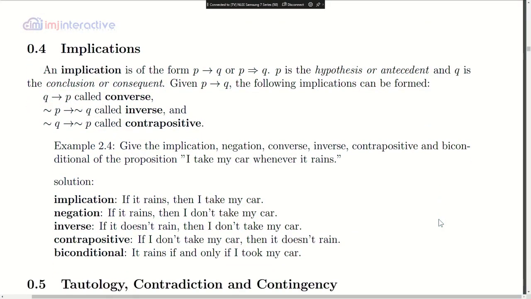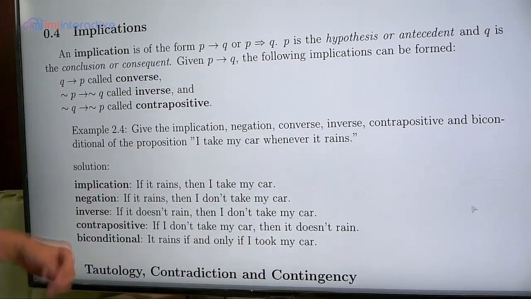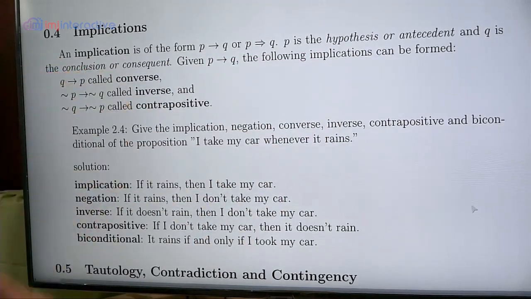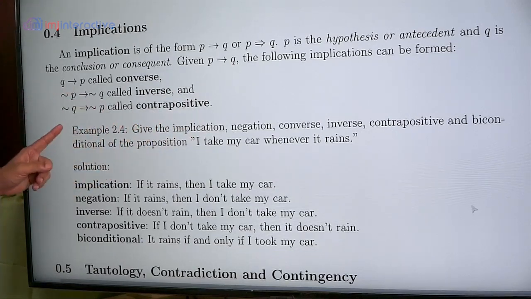Implication. An implication is of the form P then Q. So, your compound statement P then Q is an implication. Your P is your hypothesis or antecedent, and Q is your conclusion or consequence. So, given the implication P then Q, you can form the following implications.